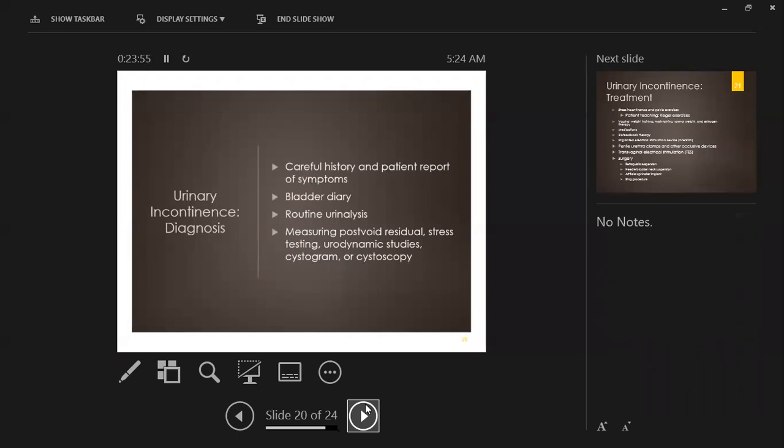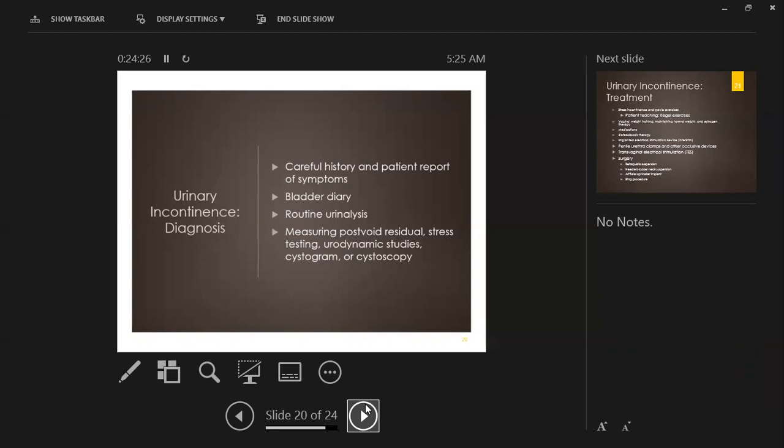So we need to be careful to obtain a really thorough history and physical. When we're getting our history on our patient, we need to get our patient report of symptoms documented very thoroughly, when their symptoms are occurring, what maybe precedes these symptoms. Bladder diary, this is where the patient is documenting how often they're using the restroom, and just making sure to document any episodes of incontinence as well.